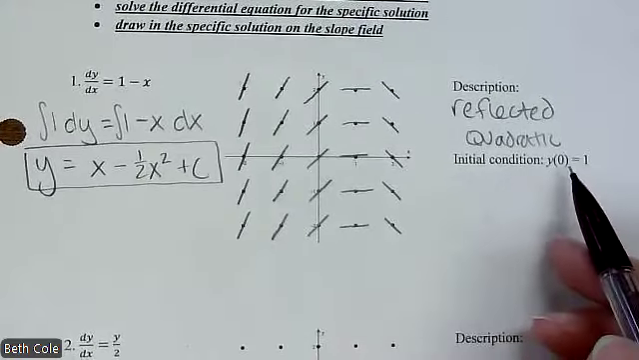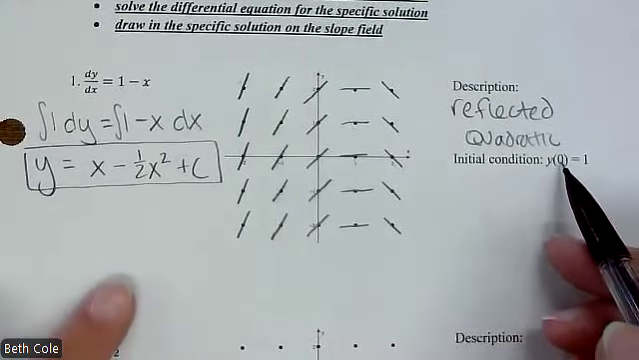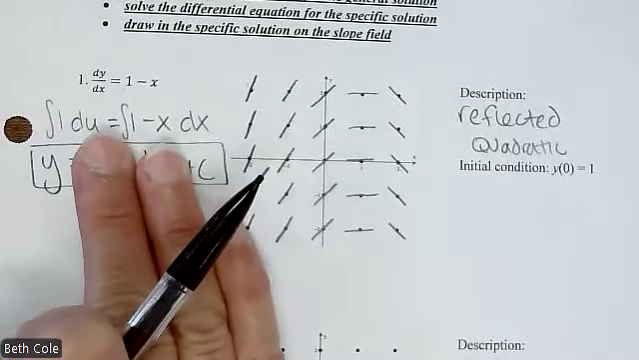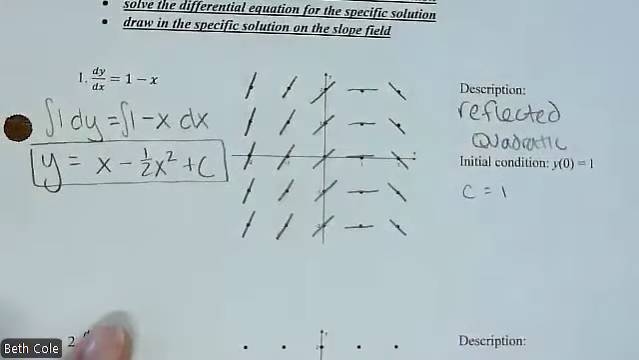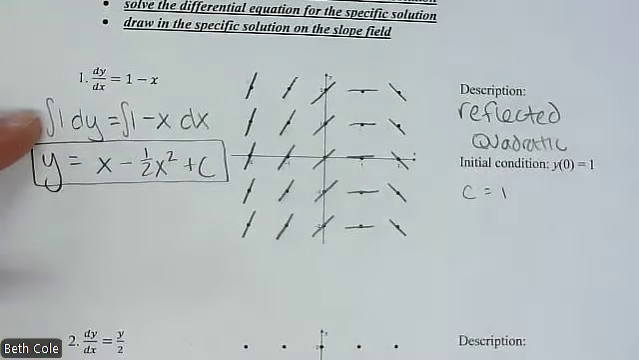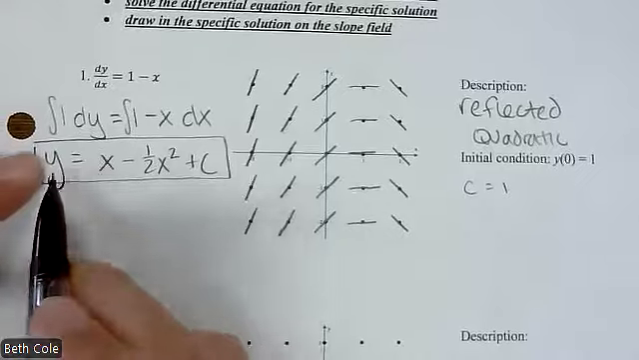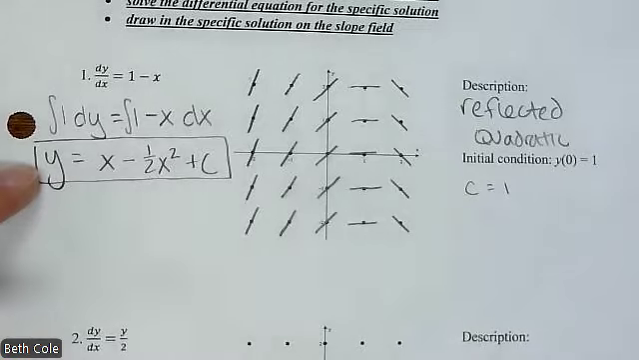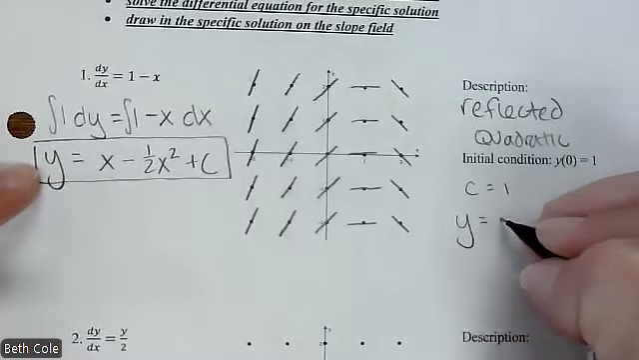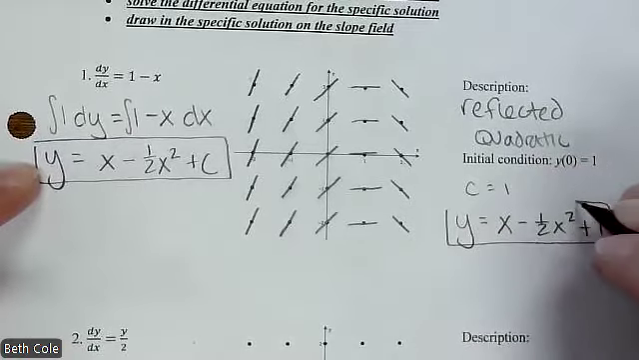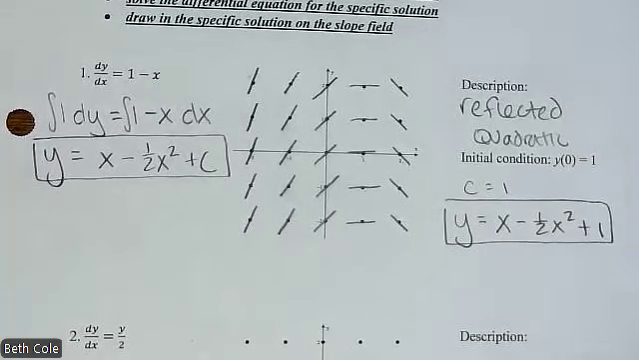Now we're going to solve for the initial condition, y of 0 equals 1. If you plug in 0 for all these x's, they're going to just be gone. And so c equals 1. Now, normally you would have to go back a step. I'm bringing that up because in all these other ones, you're going to have to go back a step. The reason you don't have to do that here is because we already have y equals, but normally you would have to go back a step, plug it in. But this one's just going to be y equals x minus 1/2 x squared plus 1. That's your particular solution. And then we're going to draw it in on the slope field.